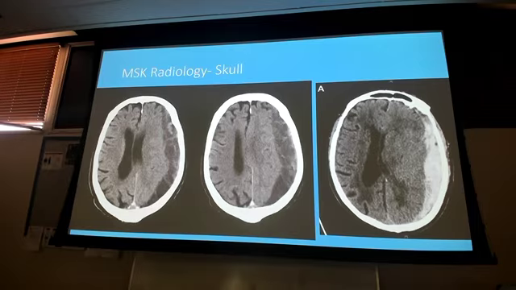Bleeds. So what kind of bleed is this? Subdural, there we go. We got an acute one over here, we got a chronic one over here. But now look at that midline shift, right?